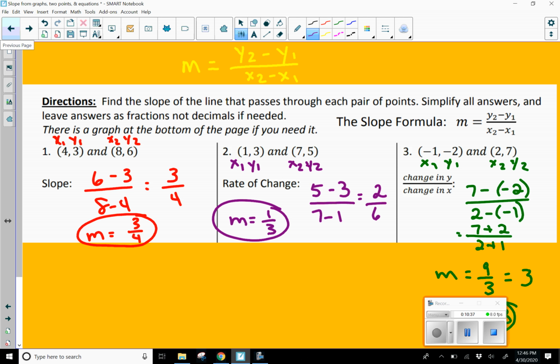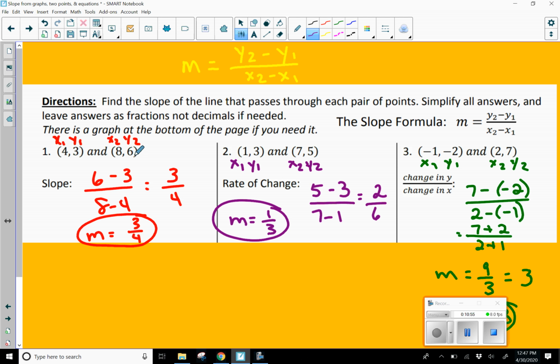Okay, here's a few more examples for you. Find the slope of the line that passes through each pair of points. Simplify all answers and leave answers as fractions, not decimals if needed. So I've got your slope formula right here. I've also written it up top. Here's your points. It's nice because they're all positive numbers.